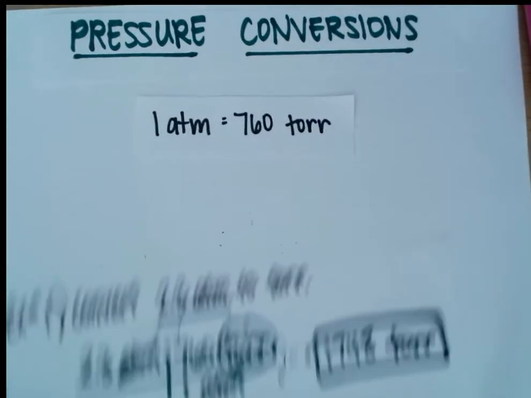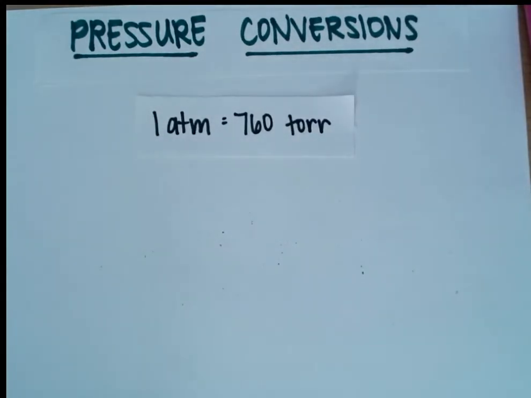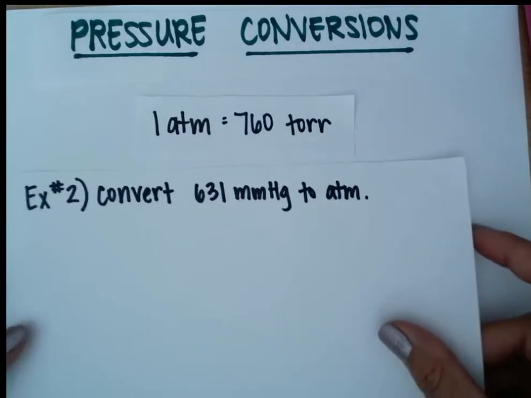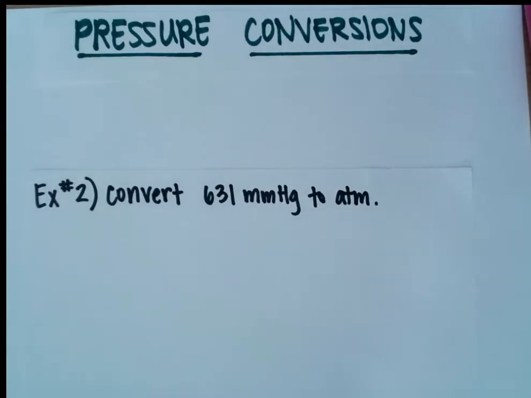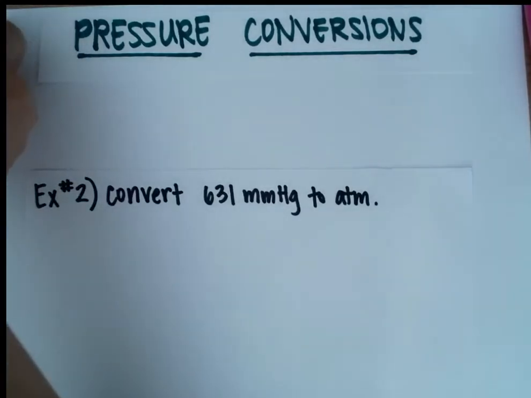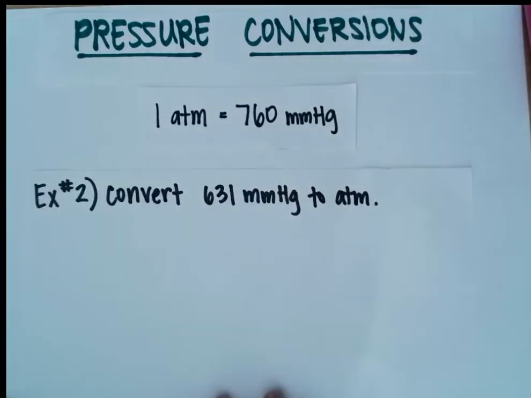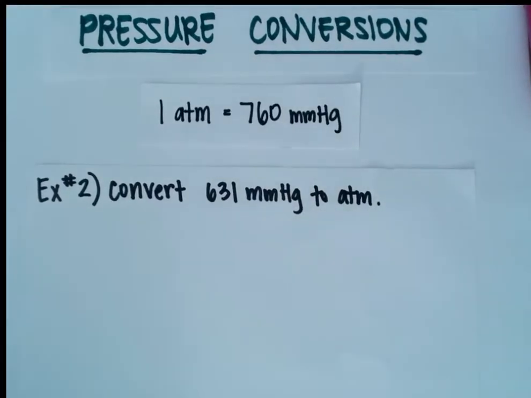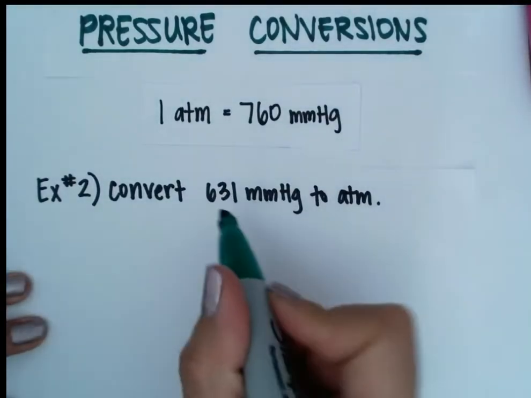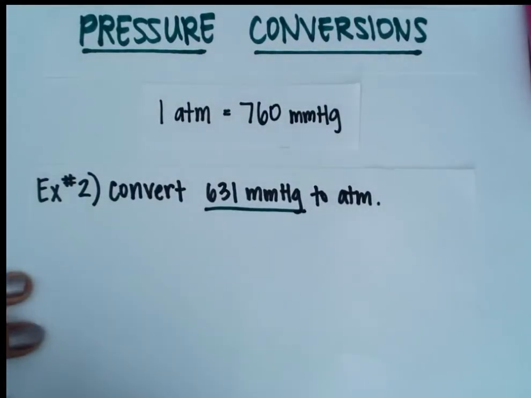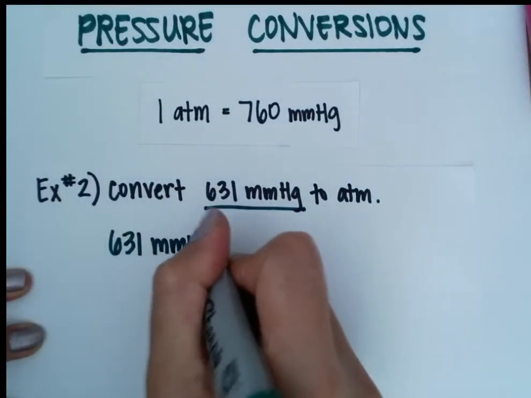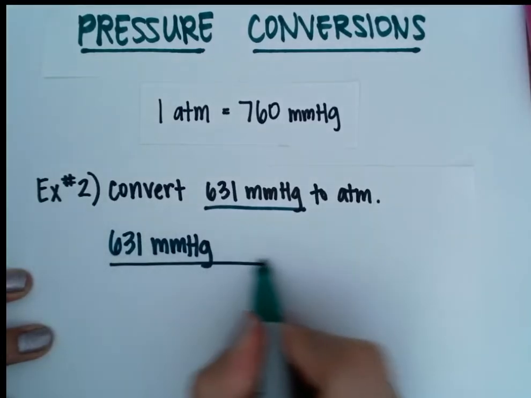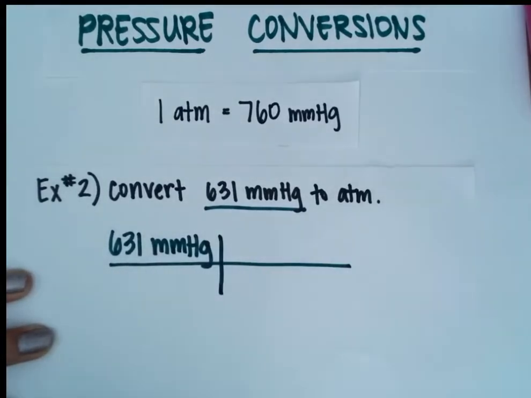Okay, the next example, we are looking at converting 631 millimeters of mercury to ATM. So I'm not going to be using that conversion factor anymore. I'm going to be using this one, which is 1 ATM is equal to 760 millimeters of mercury. So just like we did in the first problem, we're always going to start with what's given. So 631 millimeters of mercury is what we start our T-chart with. Then we make our T-chart.